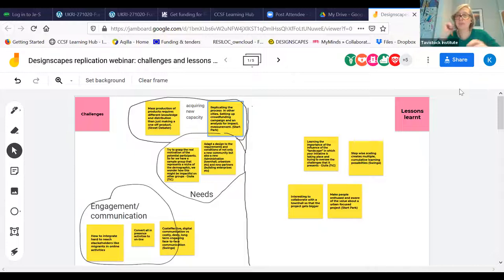Yeah, like in our case, for example, in the participatory process, we made everything in person. The only thing we made online was a form, some questions. So it was easy.